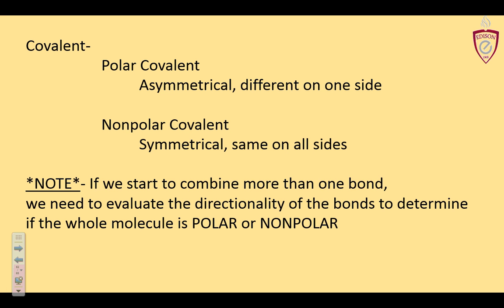Polar covalent is asymmetrical. Different on one side. This is the simplest molecules, just two elements connected covalently. Yep. This doesn't apply to ionic because ionics are just like positive and negative charges. Polarity applies only to covalent compounds. Well, I mean, it's got a plus sign and a minus sign, so they do tend to do that.